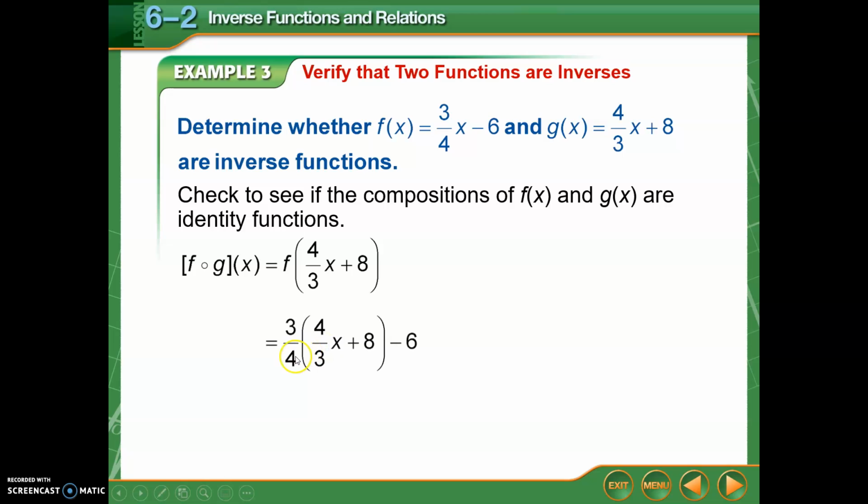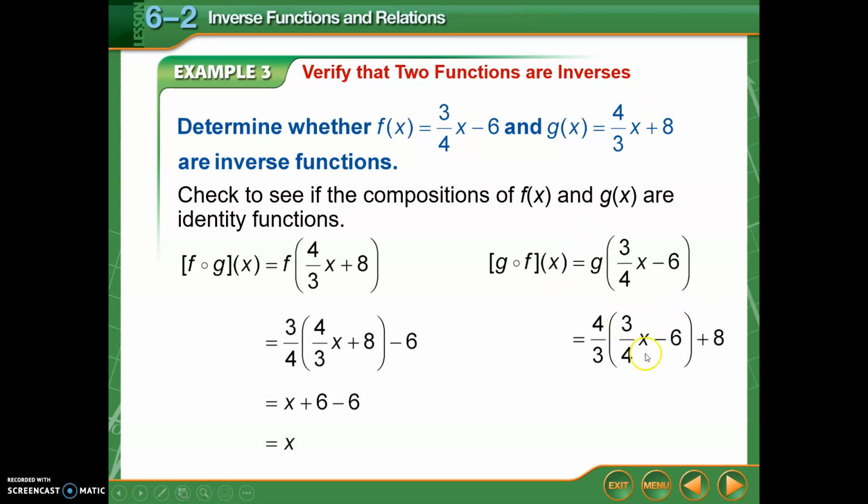So we're going to say 3/4 of 4/3 x plus 8 minus 6. Distribute the 3/4. x plus 6 minus 6. Yep, that equals x. Now we go the other direction. You're going to take the f function and plug it into g. 4/3, distribute it. Should have x minus 8 plus 8. That also equals x. If they both equal x, they are inverses of each other.